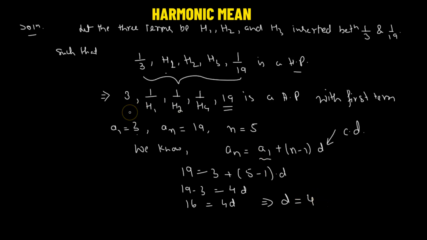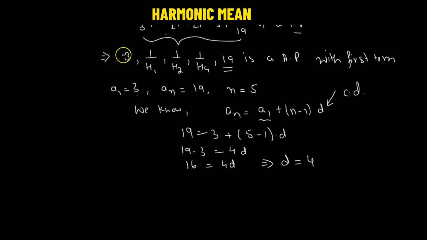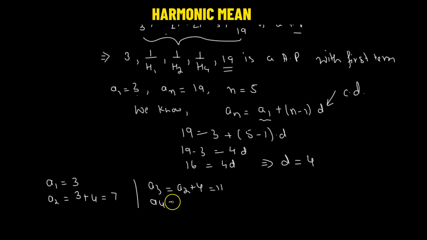Now that we have the common difference, we can find the terms. Considering the arithmetic progression only, our first term is 3. The second term a2 is the first term 3 plus the common difference, which is 7. The third term is the previous term 7 plus 4, which is 11. The fourth term is the third term 11 plus the common difference 4, which is 15. And then we have the fifth term.